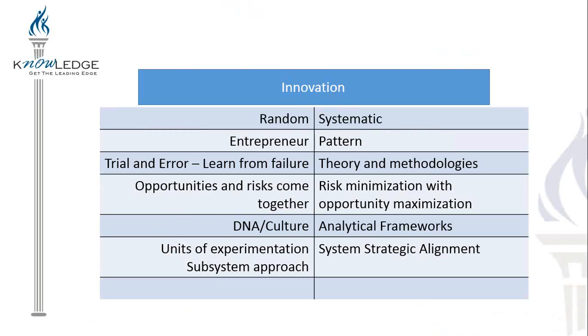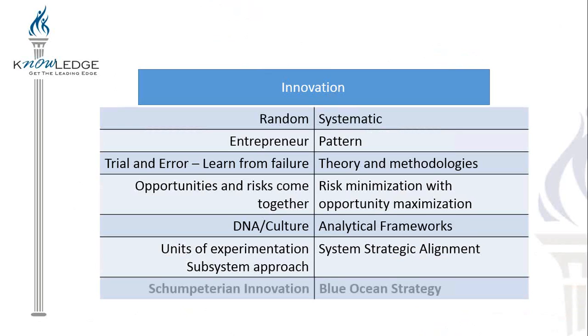Blue Ocean Strategy relies on the concepts of innovation, and innovation was a term that was pioneered by Schumpeter in 1945. However, if we see the present slide on our screen, innovation is very random. Innovation is a term that continuously occurs together with entrepreneurship or an entrepreneur. It is said that entrepreneurs innovate. Innovation has trial and error. It is learning from failures. Innovation has opportunities and risks coming together. It has a certain DNA and culture, and it has certain units of experimentation, which is called the subsystems approach.